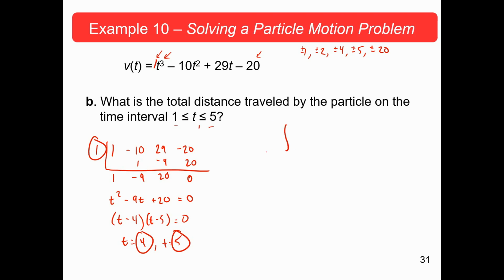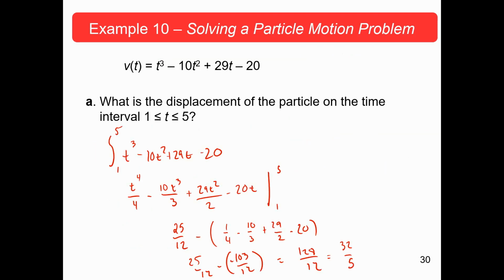So I'm going to have to integrate from 1 to 4 of t cubed minus 10t squared plus 29t minus 20. And I'm going to have to also integrate from 4 to 5 of t cubed minus 10t squared plus 29t minus 20, and these are all dt, right? Now, we've already done the integration. It's over here. So this is actually what we're going to be using.